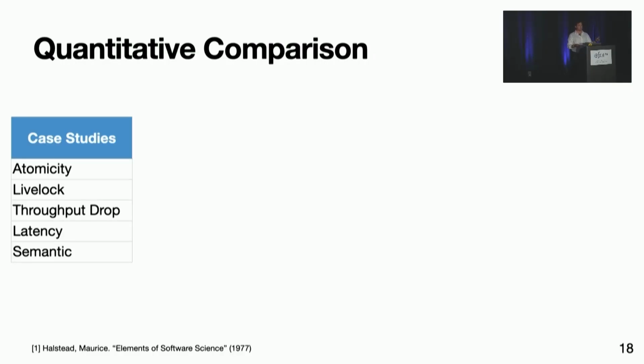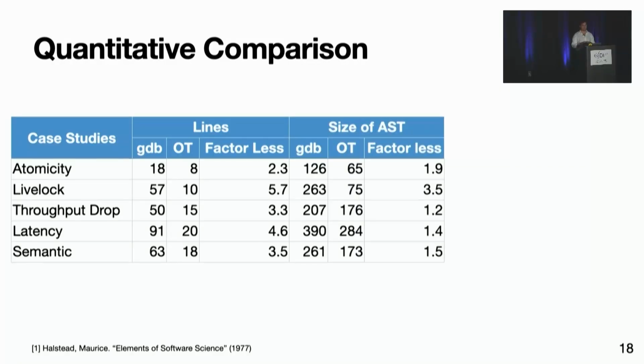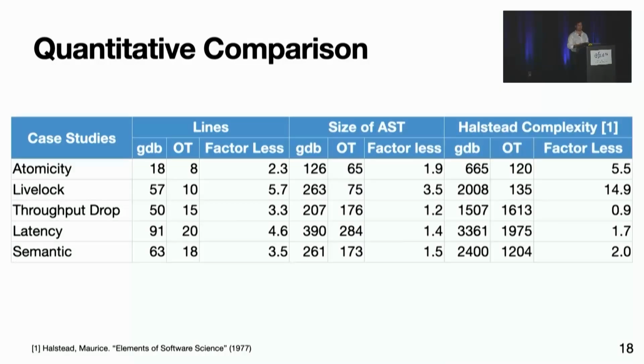For comparison, we produced equivalent logic using GDB's Python bindings, which provide a scriptable interface over traditional GDB abstractions, such as breakpoints. We measure complexity of those scripts and the queries using 3 different metrics: the number of lines of code, the size of the abstract syntax tree, and then a metric called Halstead complexity, which estimates the amount of time it would take to write a program correctly based on properties of that abstract syntax tree.